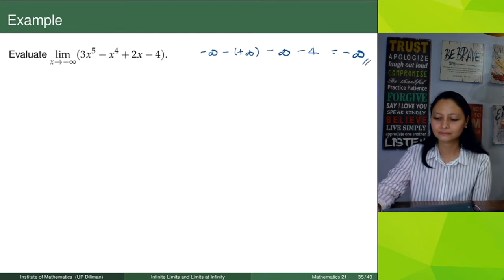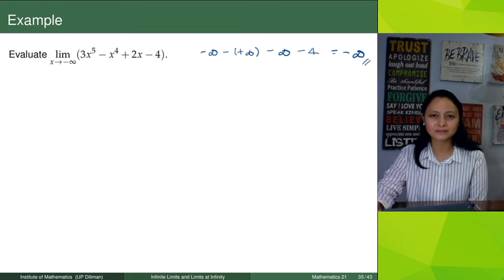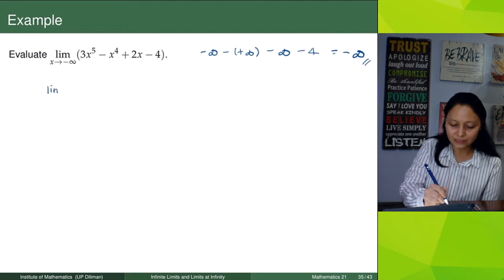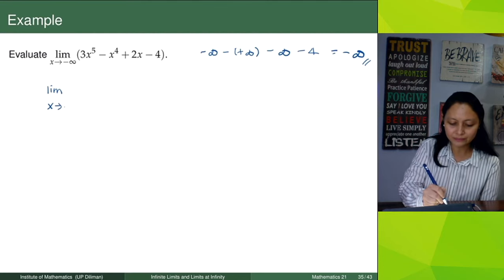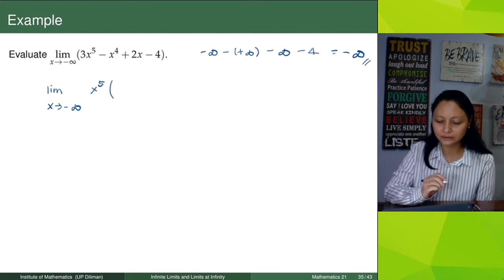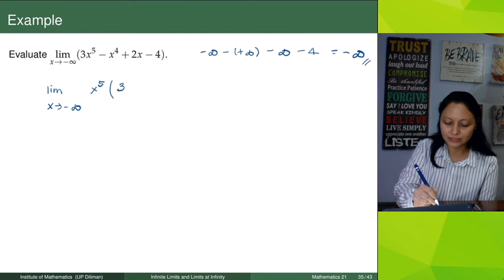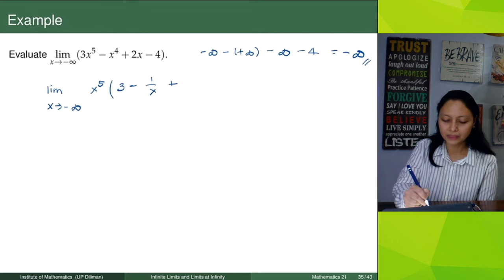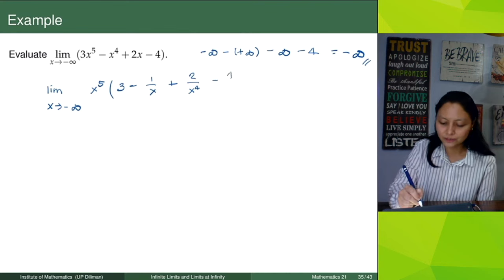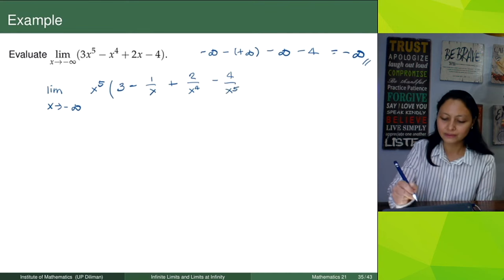Okay? Pero kung gusto yung mas clear, baka nagdududa kayo, baka may mali kayo sa sign. Sige, gawin natin yung ginawa natin sa first example. You factor out x raised to 5. Okay, so ano yung magiging terms sa isang factor? You have 3 minus 1 over x plus 2 over x to the 4th minus 4 over x raised to 5.